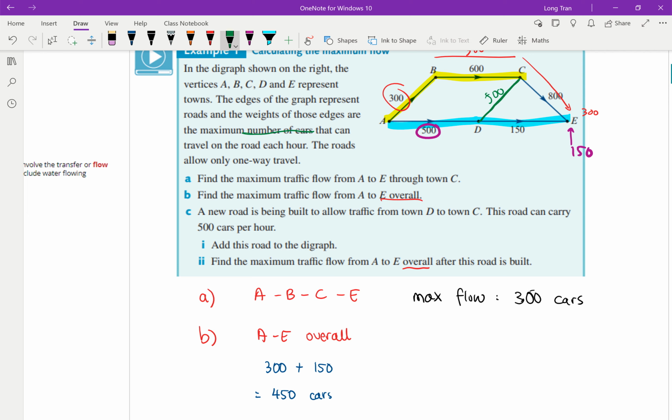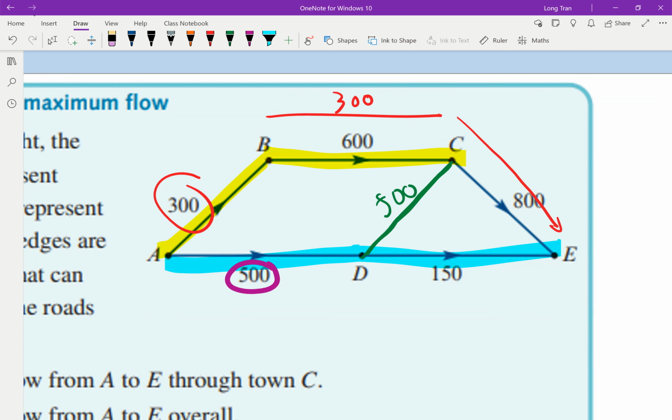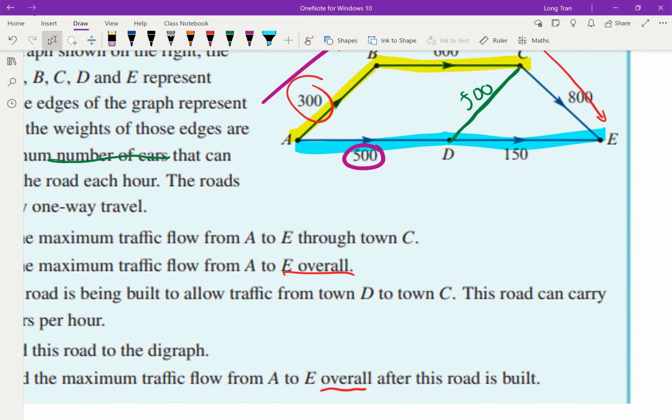So in part B we found overall was 450. Question is, by adding D to C, does that change the overall flow? So let's calculate it. Over here, so we still have, at the very top, remember it was 300 to go here, 300 is still going through maximum. And then the arrow, remember, was from D to C. So the graph here is D to C going up that way.